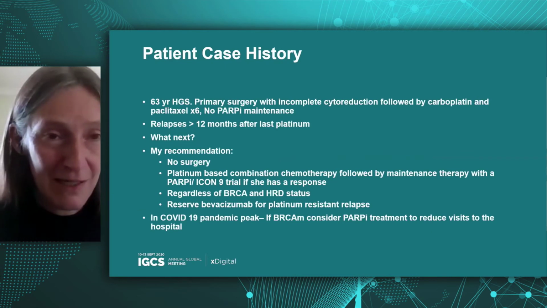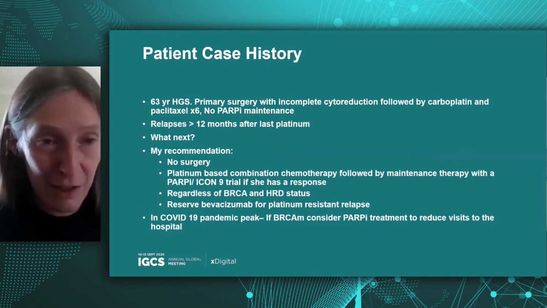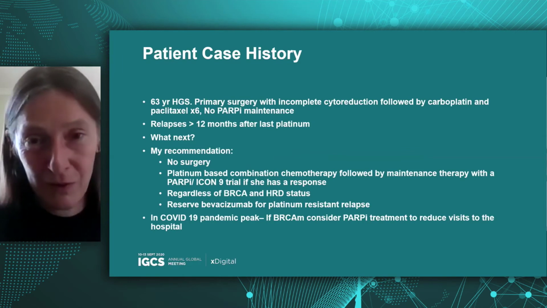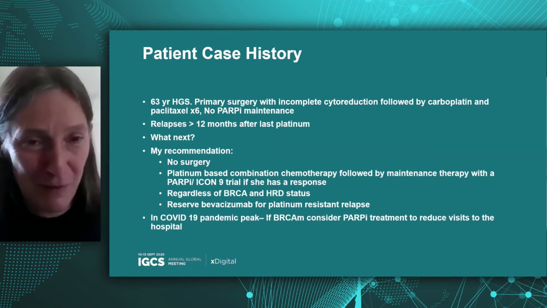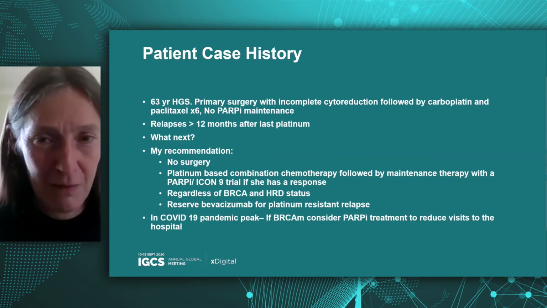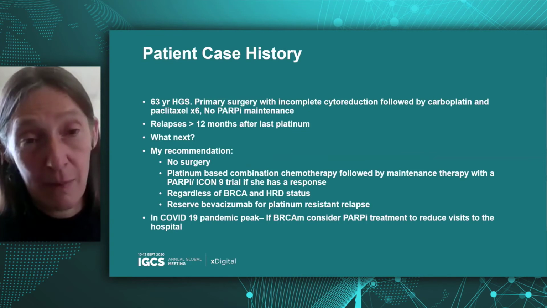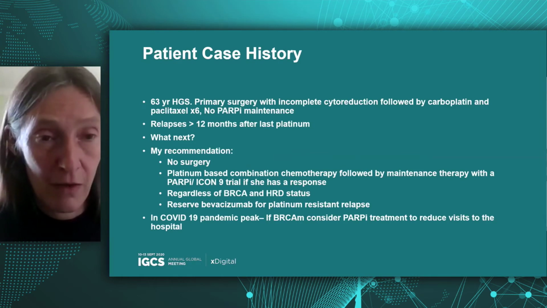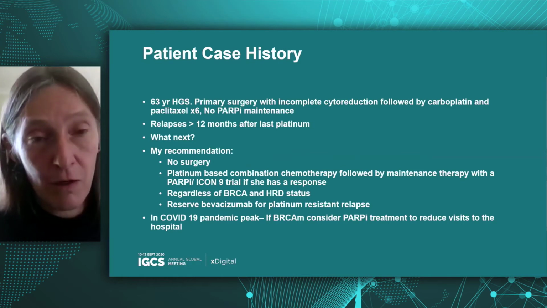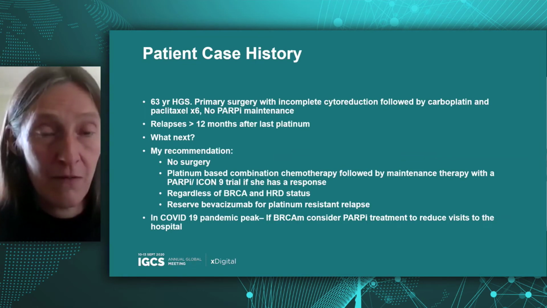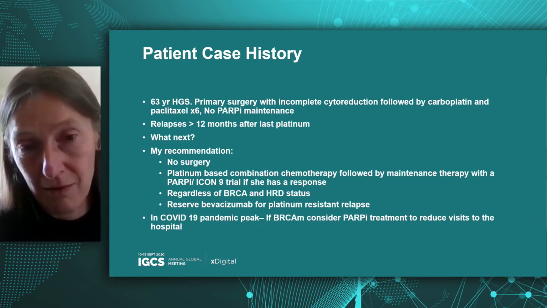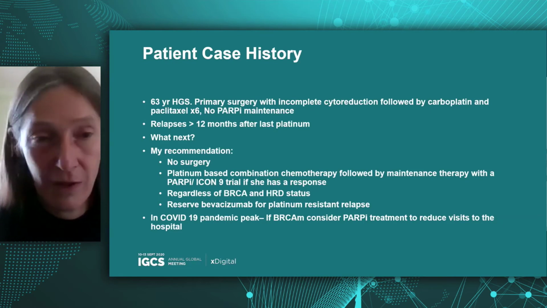But going back to my patient, my recommendation: I'm not going to operate, because she wasn't completely debulked beforehand. I know that may be argued differently, but we'll assume that it was a very good surgeon at the beginning who didn't manage to debulk her first time round. I'm going to suggest she has platinum-based combination chemotherapy, followed by either the ICON-9 trial, if she's eligible for that, or one of the other PARP inhibitors. And I would do that regardless of her BRCA mutation status or HRD status, and I personally would reserve bevacizumab at the moment for platinum-resistant relapse if I was not able to offer ICON-9.